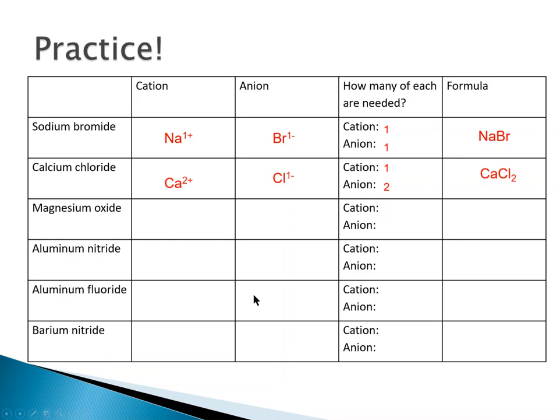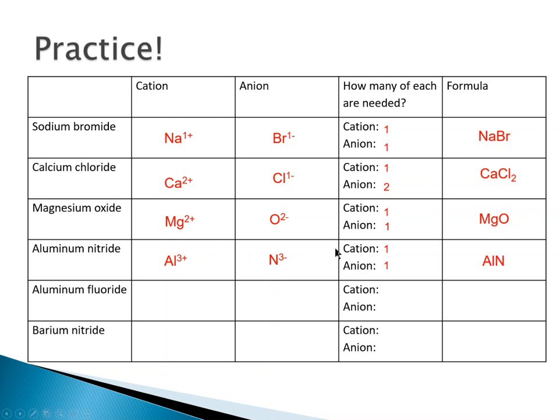Okay, so magnesium oxide is magnesium, which is a 2+ ion, and oxygen, which is a 2- ion. When I add 2 and -2, they equal 0, so one of each ion is fine, and the formula is MgO. For aluminum nitride, it's an aluminum ion, which has a charge of 3+, and a nitride ion, which has a charge of 3-. Again, the charges are equal and opposite, so one of each ion will do, and the formula is AlN.